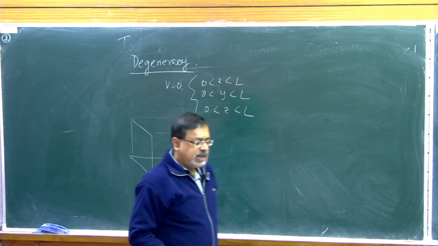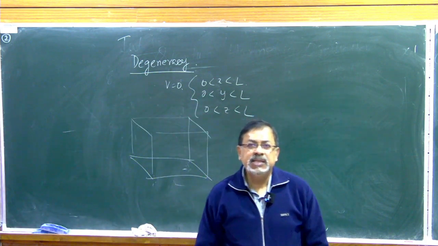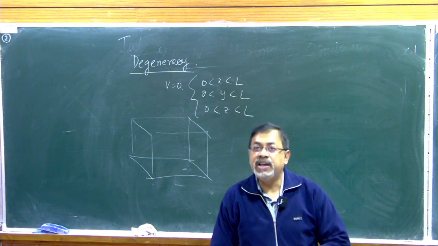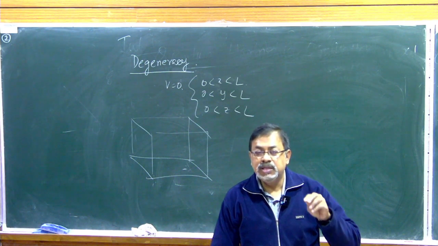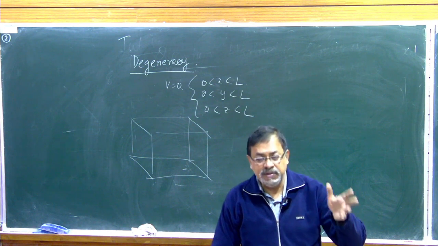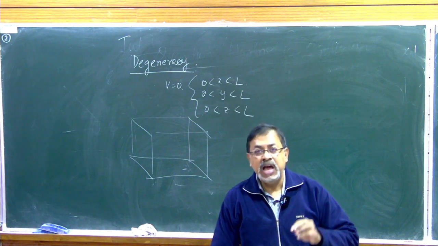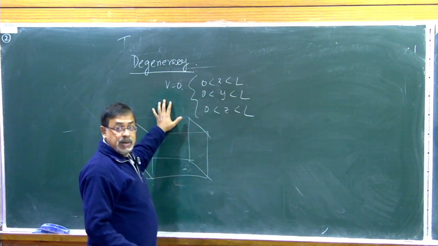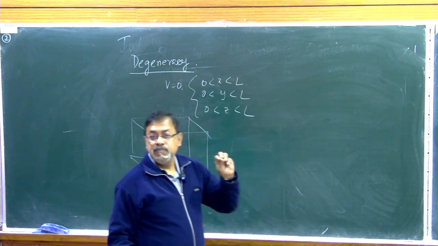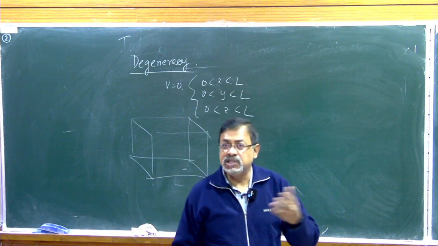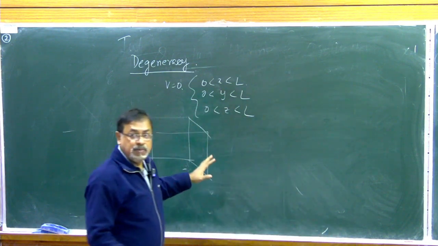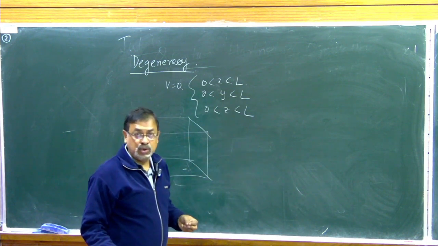A priori, degeneracy means that corresponding to the same eigenvalue, there are a number of eigenfunctions. So the different states or different wave functions have the same energy, but they are different. That is, the wave functions are different, and most of the time these wave functions are orthogonal to each other.